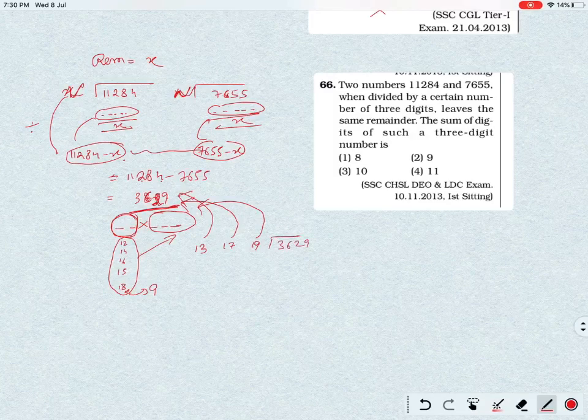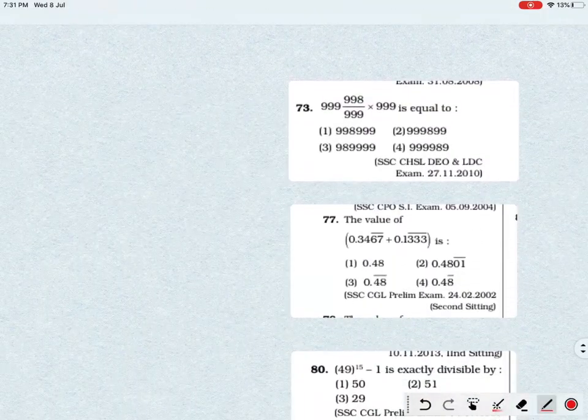So let us check with 19. 19 times 1 is 19, 19 times 9 is 171, 19 times 1... So what we got? 191. The sum of the digits is 9 plus 1, 10, plus 1, 11. So 11 is the answer. Alright, moving forward.